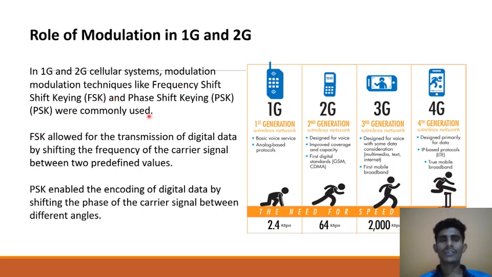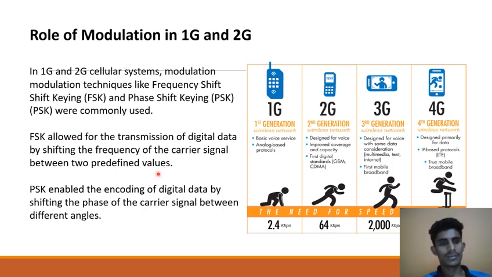Frequency shift keying is nothing but changing the frequency of the carrier in accordance with the digital data. Your digital data is nothing but the message. And phase shift keying is nothing but the phase of the carrier varying in accordance with the message or the digital data. And commonly we use frequency and phase shift keying in 1G and 2G.